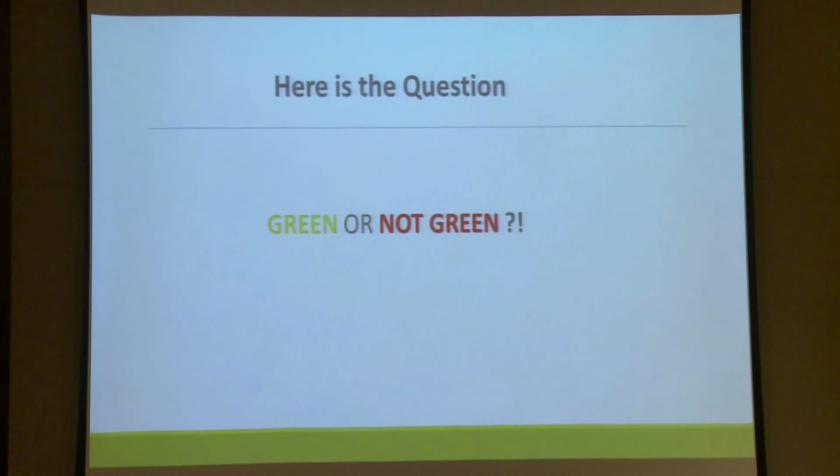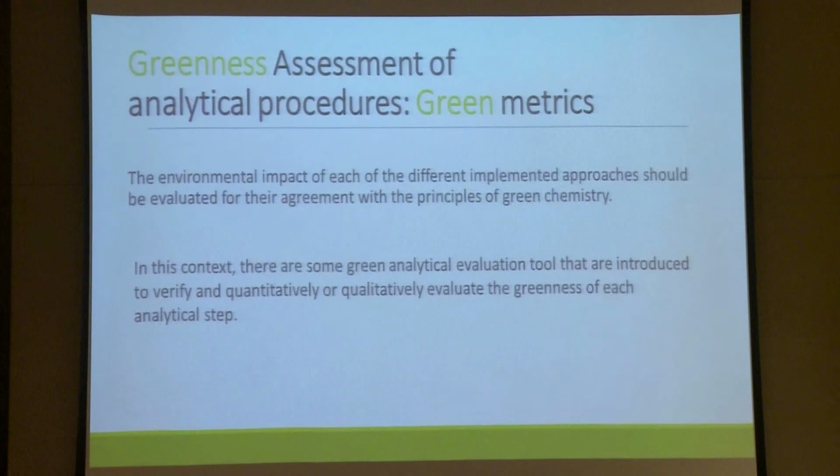Then we try to apply these strategies to follow the green analytical chemistry principles. After we do so, is our method green or not green? Then we need to assess the greenness of our method. I'm speaking more about analytical methods, but these assessment tools can be used for synthesis, whatever stage in the drug synthesis or drug industry field as a whole. Green metrics means that we have to assess the environmental impact of any used approach and evaluate it by its adherence to the green analytical chemistry principles or not.